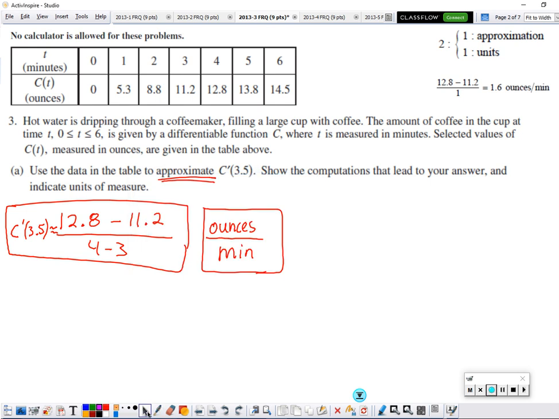Okay, so we've got the situation. It says, part A, use the data in the table to approximate C prime. C prime is the instantaneous rate at which C is changing. Because C is the amount of coffee, they're asking you to look at time equal 3.5 and figure out the rate at which the amount of coffee is changing right at that moment.